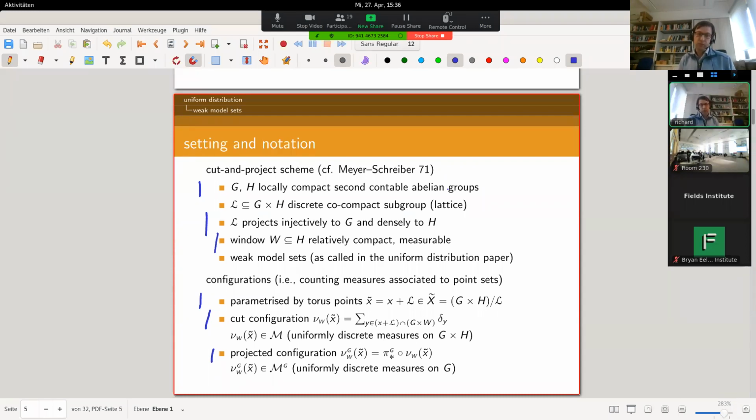And the projected configurations live in the uniformly discrete measures on G. Good. So we have a geometric intuition in order to think about model sets. But we are also, of course, interested in more, let's say, abstract situations where this might be applying to.